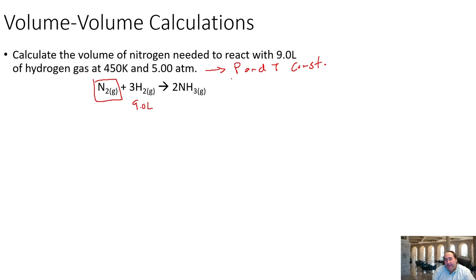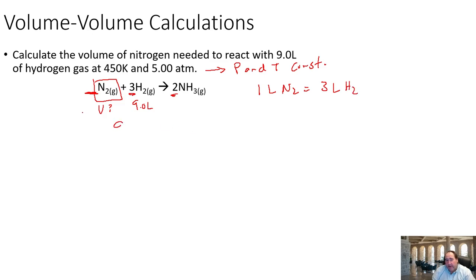And that means that we could actually approach this just as a stoichiometry problem. So with all gases, we have constant pressure and temperature. We're looking for the volume of this gas. So the relationship that we could get from the balanced equation is not a mole to mole relationship, but a volume to volume relationship. So for every 1 liter of nitrogen, we get 3 liters of hydrogen.